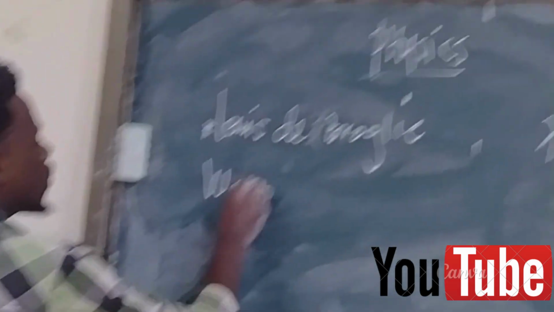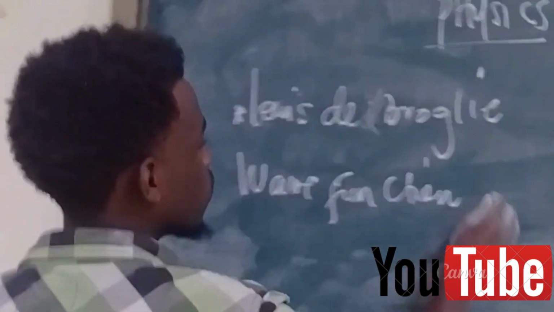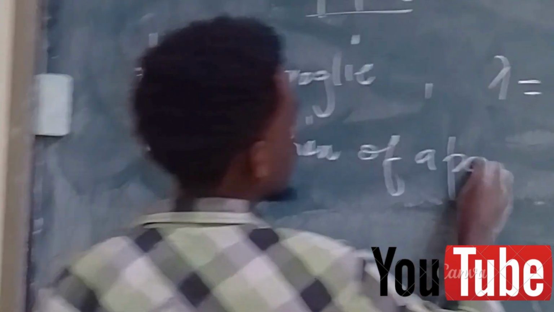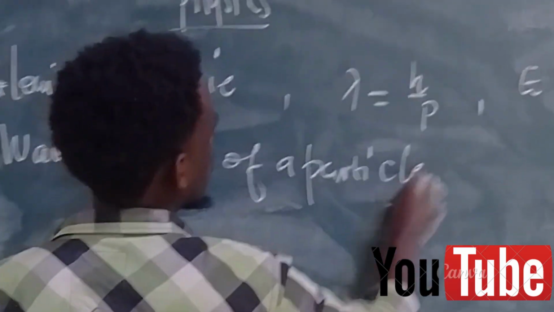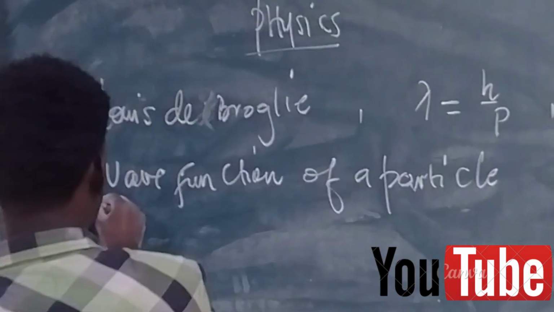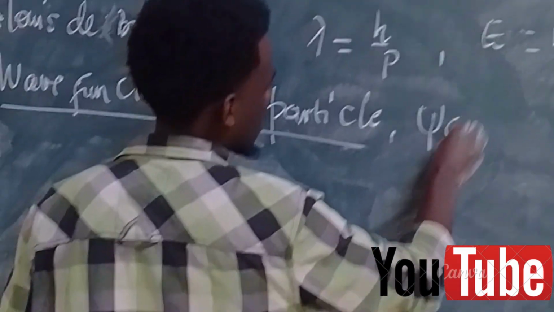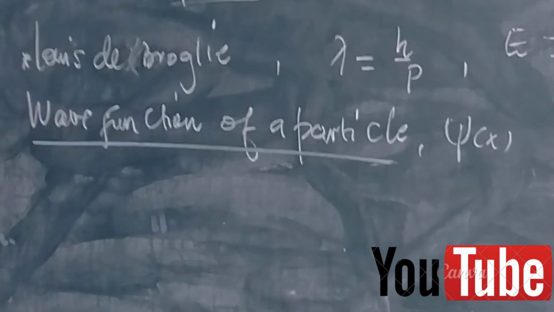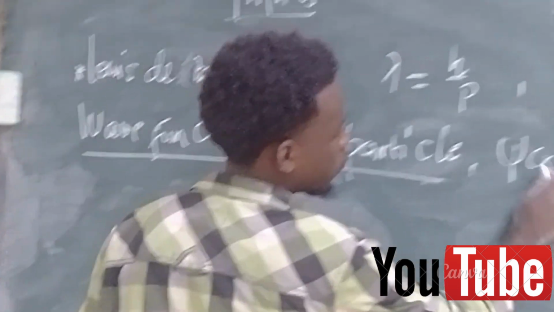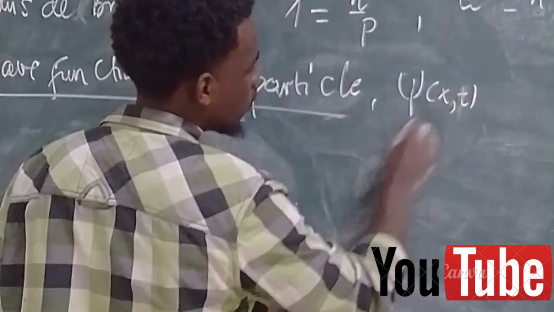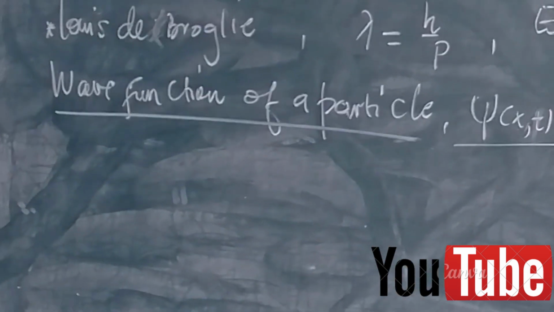Now, the wave function of a particle, which is symbolized as psi, is the one I'm going to derive, but it is a function of the position and the time. Okay? This is what I wanted to be shown.